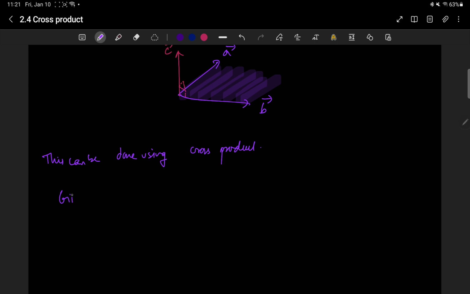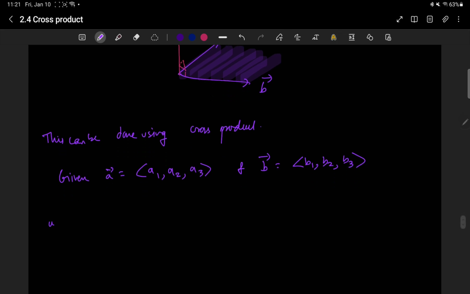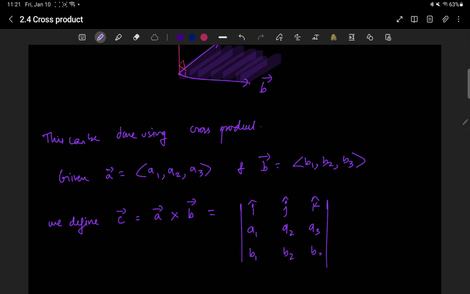Okay, so given vector A as A1, A2, A3, and vector B as B1, B2, B3, we define vector C as vector A cross B, just like the word cross, it's a cross product. A cross B is given by the determinant of this matrix, whose first entries are i, j, k, then you have A1, A2, A3, and B1, B2, B3.